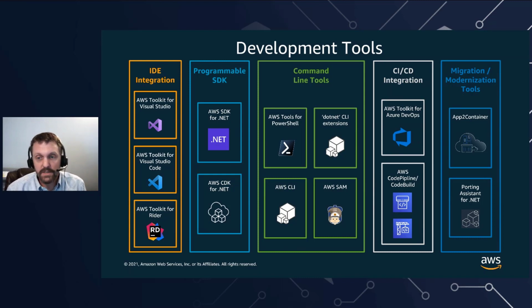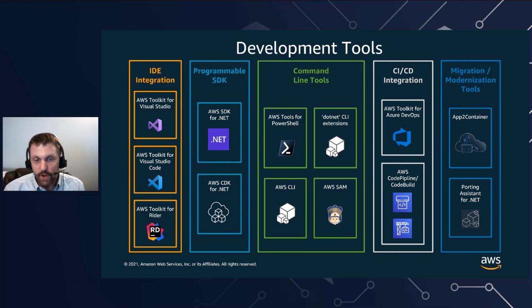The AWS SDK for .NET is a set of libraries that enables you to interact with AWS services. Then we have the Cloud Development Kit, which enables customers to model their AWS infrastructure as code, and it supports C# as a first-class language, meaning that developers who are familiar with C# can define and provision the resources they need using a familiar programming model.